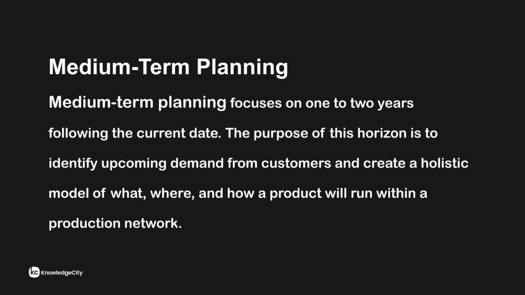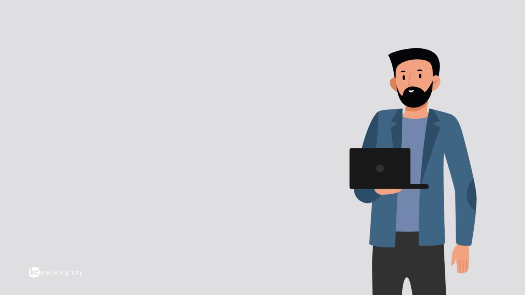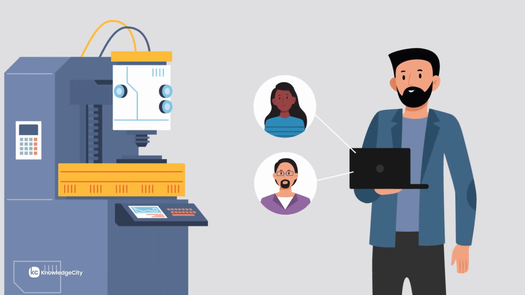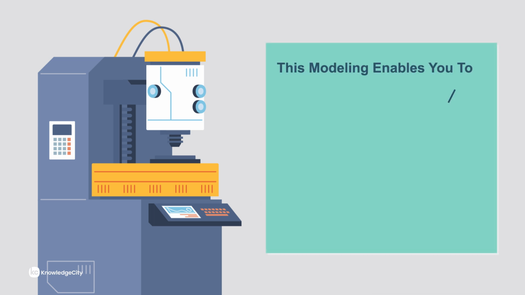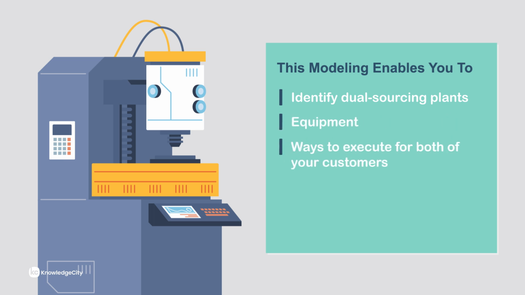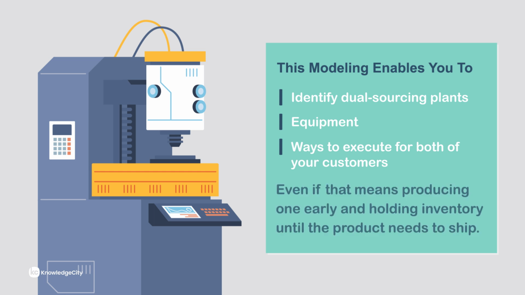Medium-term planning focuses on 1 to 2 years following the current date. The purpose of this horizon is to identify upcoming demand from customers and create a holistic model of what, where, and how a product will run within a production network. For instance, if 2 customers have requested products that are manufactured on the same equipment 6 months from now, this modeling enables you to identify dual sourcing plants, equipment, and ways to execute for both of your customers, even if that means producing one early and holding inventory until the product needs to ship.